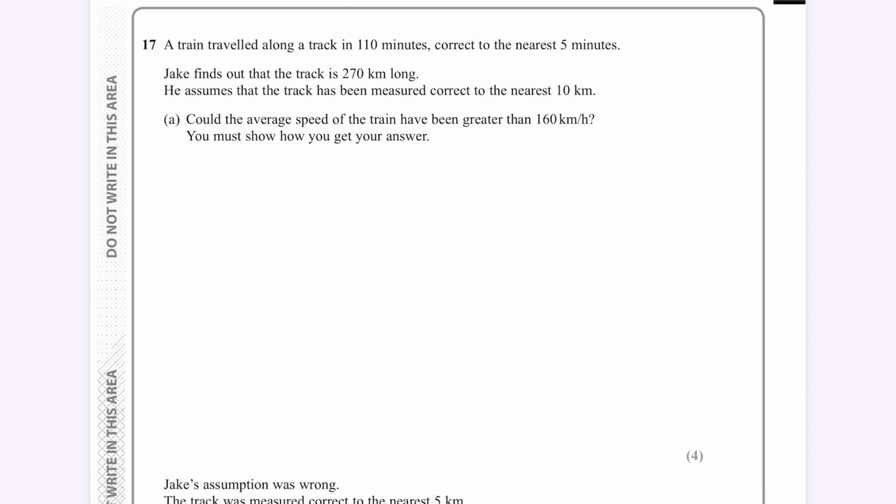Jake finds the track is 270 kilometers long. He assumes it's correct to the nearest 10 kilometers. Could the average speed of the train have been greater than 180 kilometers? You must show how you get your answer.